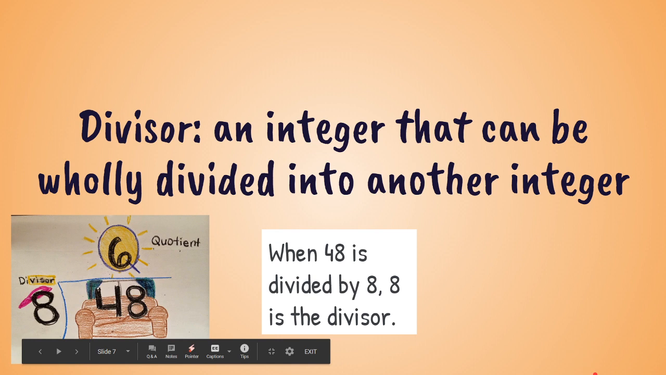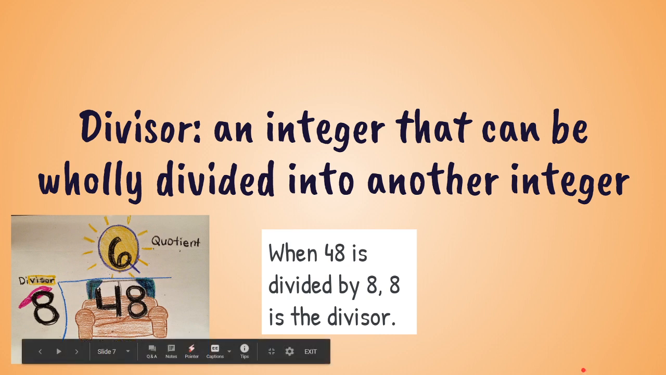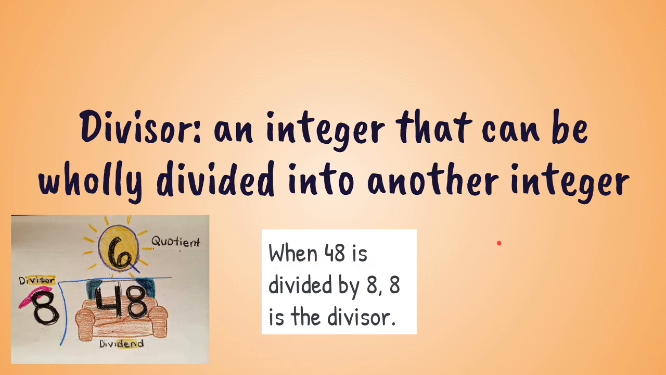Okay, so these are some definitions. We are going to go over some basic vocabulary. So remember, a divisor is an integer that can be wholly divided into another integer. Right here, the divisor is the number you're trying to get into that other bigger number. In this case, the divisor is 8, because you're trying to get 8 into this bigger number. So when 48 is divided by 8, 8 is the divisor.